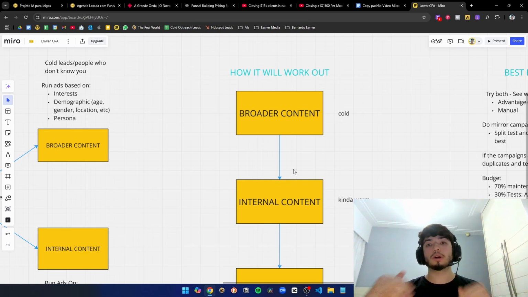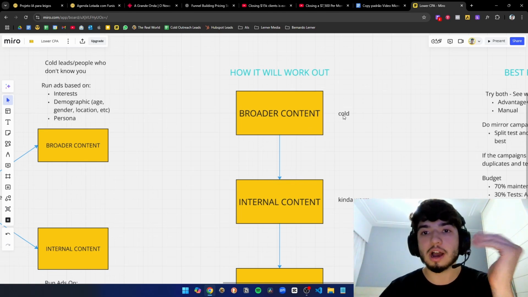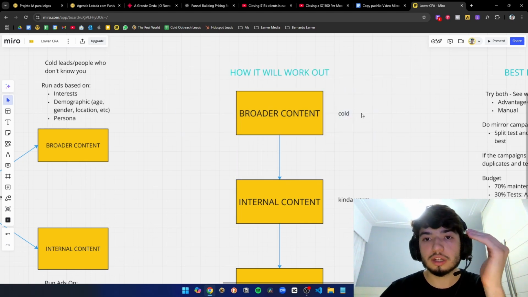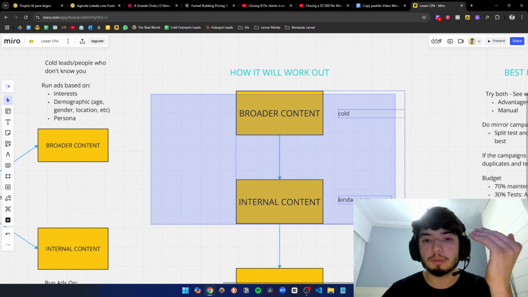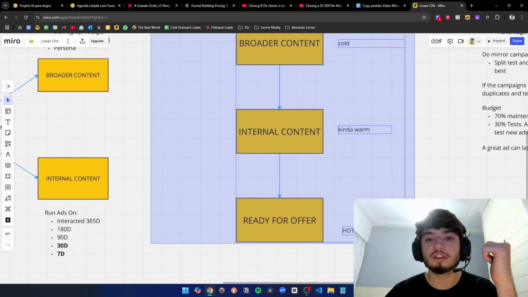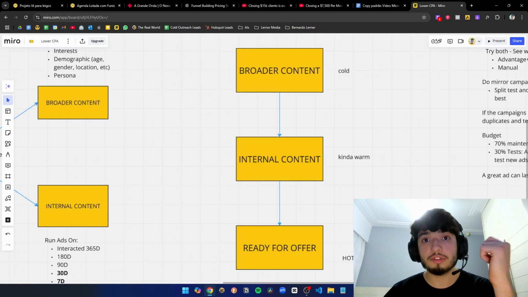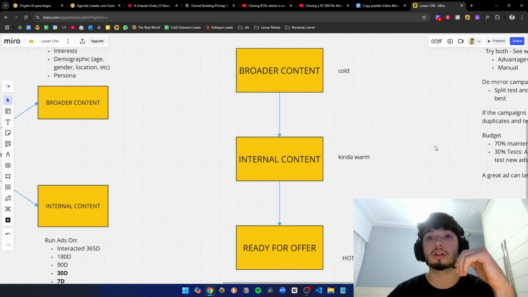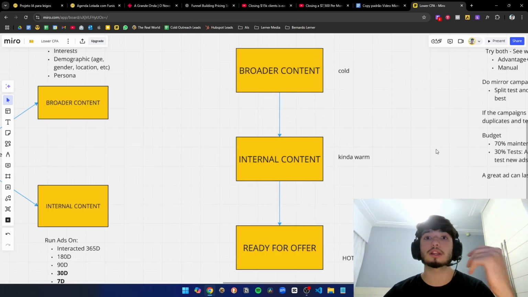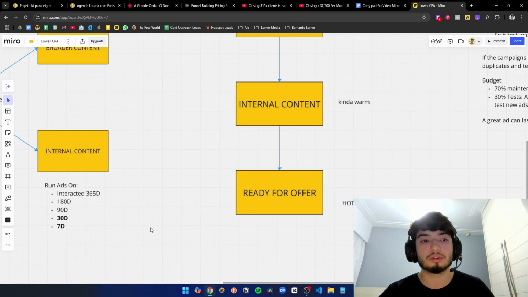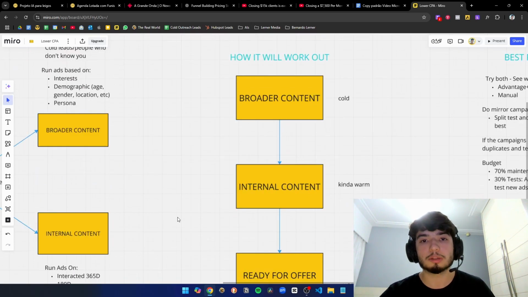So, mathematically, how it will work: you have more people watching your broader content, which are called leads, than people watching your internal content and people who are ready for offer. You can hard close everyone, but if you really want to take the best out of the money you're spending, you should go for this two, on internal content basically.